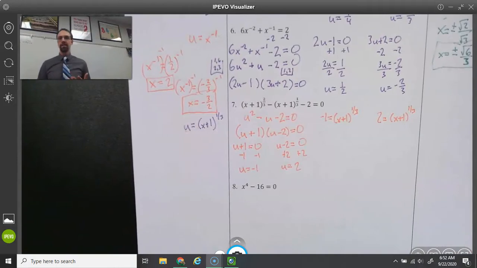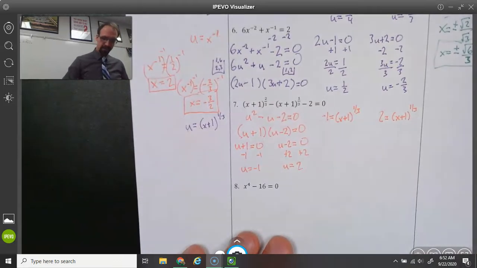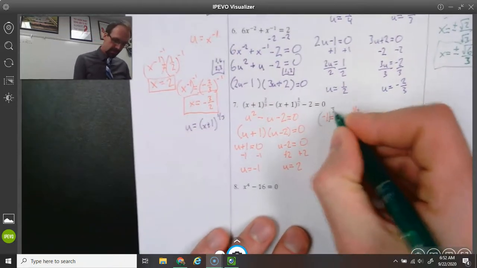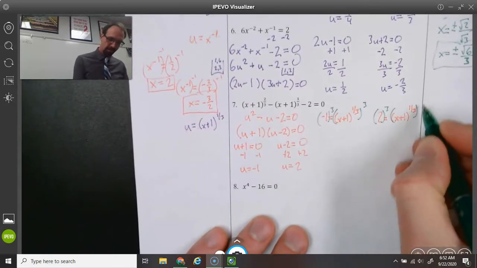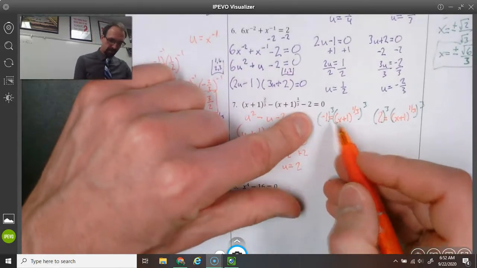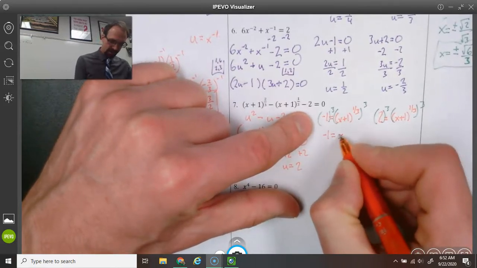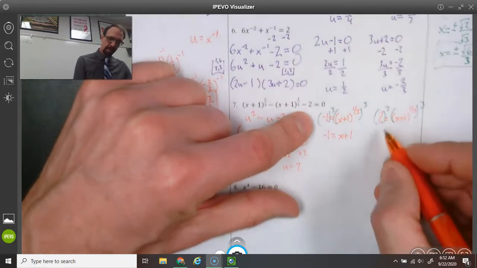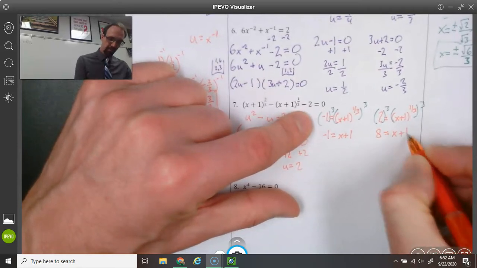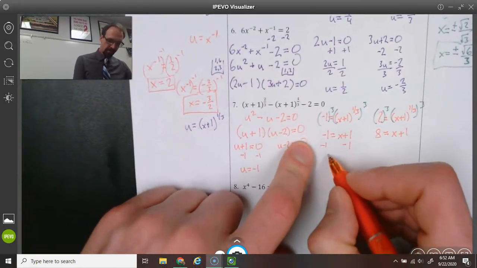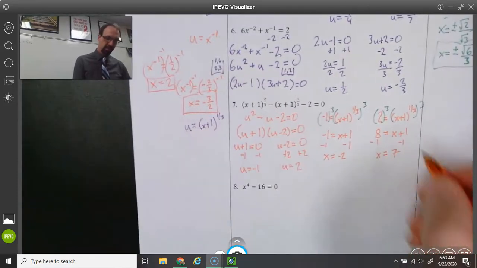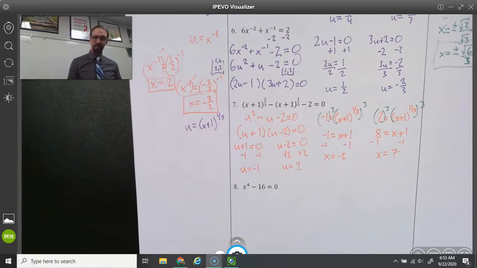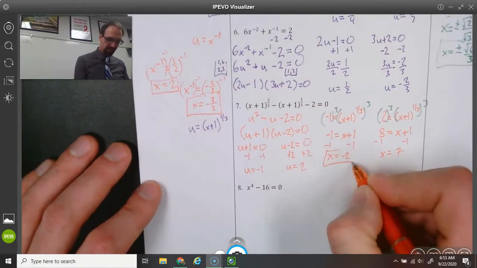To get rid of the 1/3 power, we need to raise both sides to the 3rd power. By doing that, I will eliminate that 1/3 power. Let me do it on this other one as well. So -1 to the 3rd power is -1, and I have x plus 1 here as well. Then 2 to the 3rd power is 8, equaling x plus 1. Minus 1 on both sides, I get x equals -2, and then minus 1 here, I get x equals 7. Looking at my valid solutions, my domain, these are in, so I'm good. And there we go.